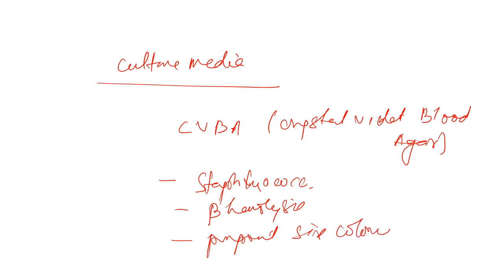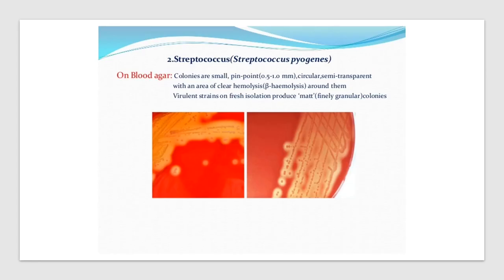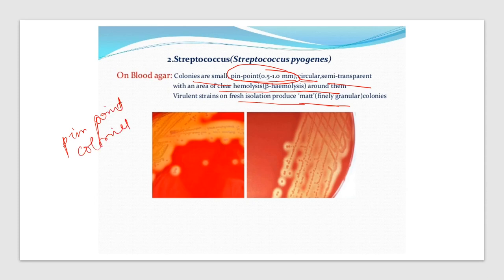So what are pinpoint size colonies? Let's see. See, this is pinpoint size colonies. You can see, pinpoint size colonies. So colonies are small, pinpoint, 0.5 to 1 mm, circular, then semi-transparent with an area of clear hemolysis, beta hemolysis around them. This term you have to remember, that pinpoint colonies are shown by Streptococcus. Okay?